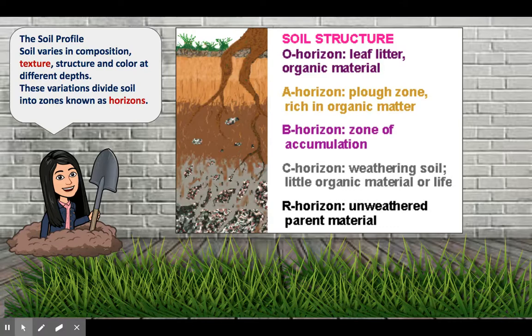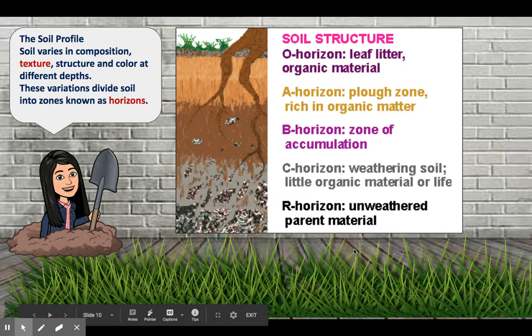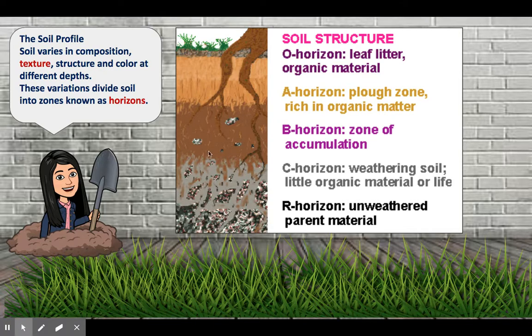Let's proceed to the soil profile. So what is a soil profile? Like our own profile, soil also has its own characteristics and features. Soil varies in composition, texture, structure, and color at different depths. And these variations divide soil into zones called horizons. Okay? R horizon, C horizon, B horizon, A horizon, and O horizon.